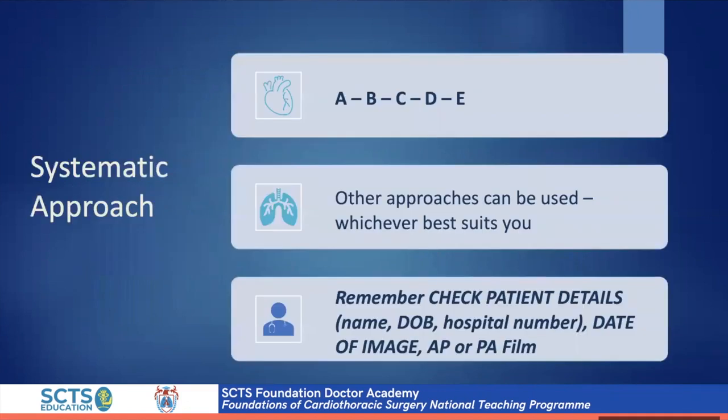Okay, so first going on to chest X-ray interpretation, we tend to always use a systematic approach, and in medicine in general we always seem to use an A to E approach in everything that we do. Other approaches can be used as well, but it's whatever suits you, okay? The most important thing to remember when looking at chest X-rays and interpreting them is making sure that we always have the right patient details. That's looking at the name, the date of birth, the hospital number, the date of the image, and exactly where the image was taken, if it was an AP or a PA film. I'll go on to discuss the systematic A to E approach later on.